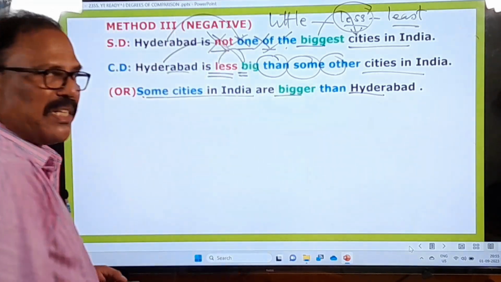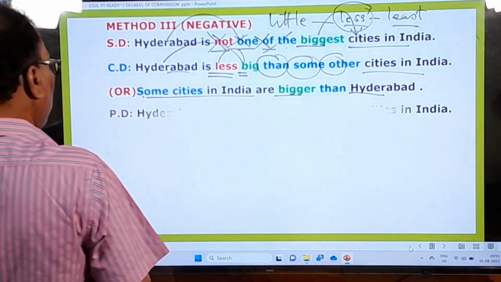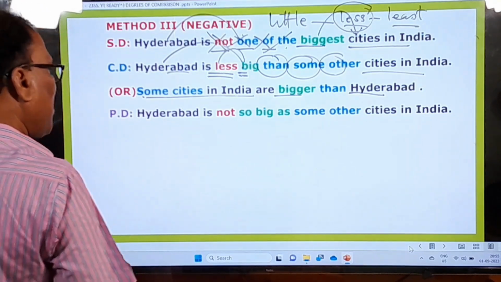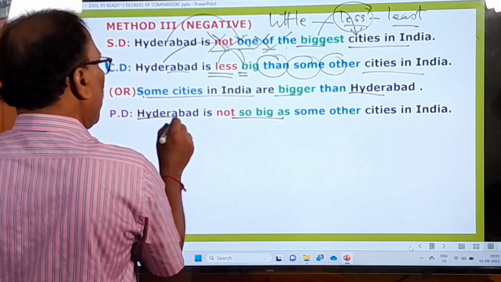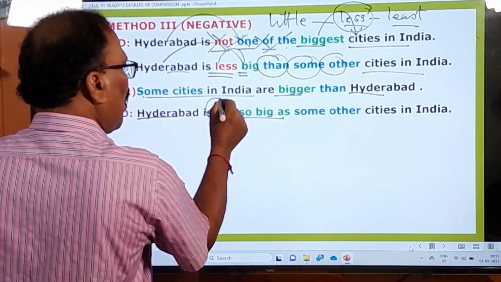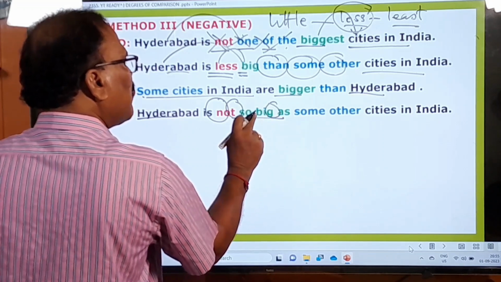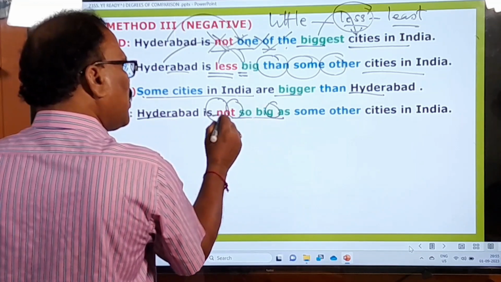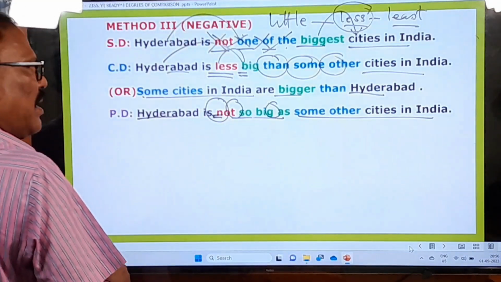In all these statements, we are saying that Hyderabad is not a big city, right? And let us see the meaning. Let us change the same sentence into the positive degree. How is the positive degree? Hyderabad is not so big as some other cities in India. Here the positive adjective is placed in between so and as, that is always there, and we are using not here. This is the positive degree.